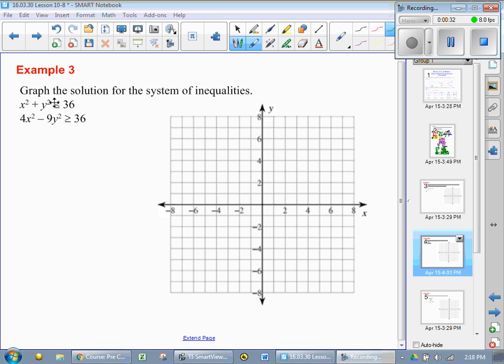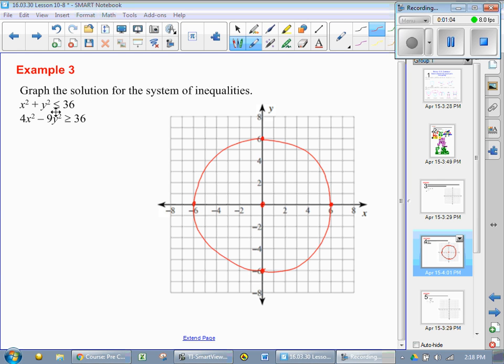So I'm going to start by graphing this first equation. This first equation is a circle. The circle is centered at 0, 0, and it's got a radius that is the square root of 36, which is 6. So, center of the circle is at 0, 0, with a radius of 6. So there's my circle. And now it's a solid line because I have an or equal symbol here.